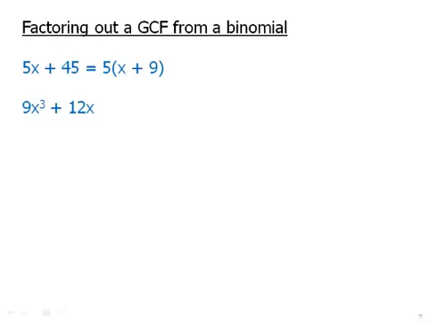Here's another binomial. This one is a cubic binomial. Here we can factor out a 3 from the coefficients. 3 is the greatest common factor of the coefficients. And also, because we have 3 factors of x in the first term and 1 factor of x in the second term, we can factor out an x. So we factor out 3x, and that leaves us in the first term with 3x squared, and in the second term it leaves us just with 4. So that is a totally factored expression.